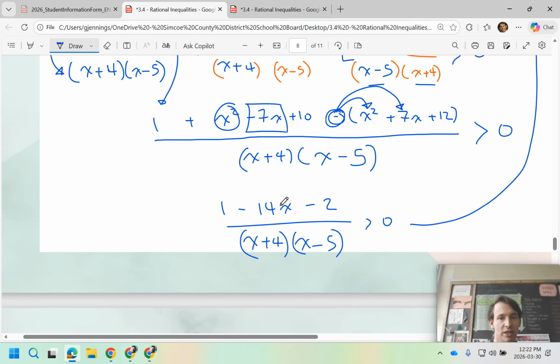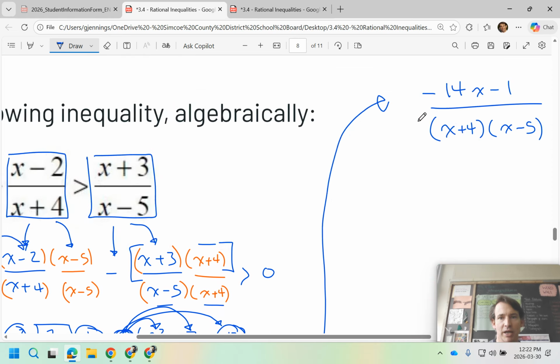it's minus 14x, and then 1 plus 10 is 11, minus positive 12 is actually negative 1. So you'll see that I get that in my next line up there.